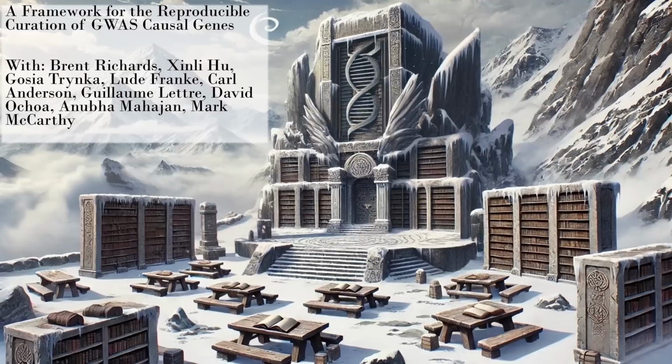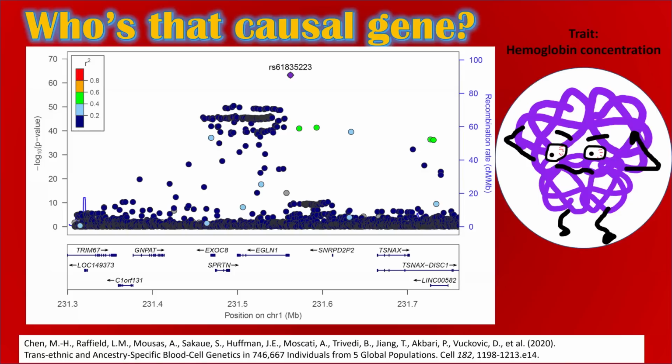In this case, I'm going to talk about a specific gene. This is stuff that I tweeted out once upon a time when Twitter was Twitter: who's that causal gene. And in this case, the trait is hemoglobin concentration. You can see this is pre-Dali. I had my son draw what he thought a picture of hemoglobin concentrating might be. And that's what that is.